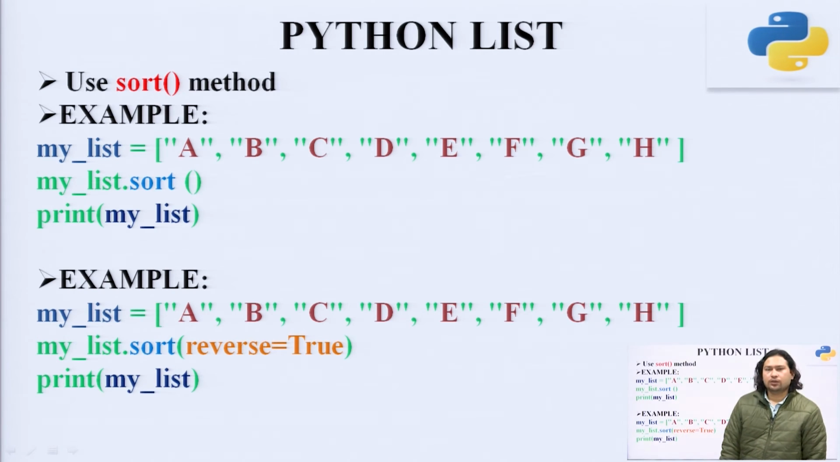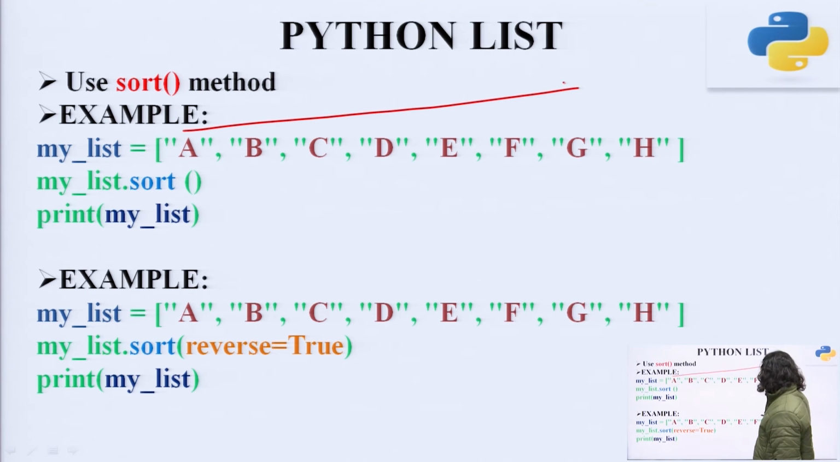Next, in order to sort the data in the list data type, again we have a method known as the sort method, and in this method we are just using the list. You can see A B C D E F G H is already sorted in ascending order. So, when you are going to use the sort, it will reflect the same. That means the data is arranged in ascending order.